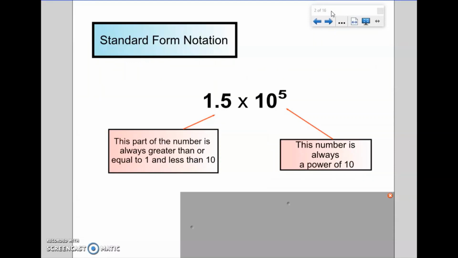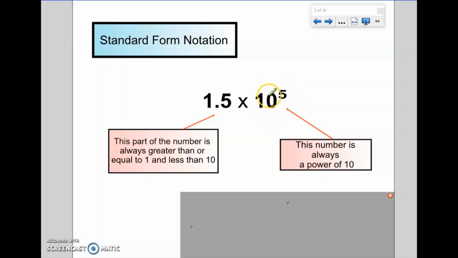So when you're given a number in standard form, it will always look like this. It will always take this notation. This number here is always between 1 and less than 10. So equal to 1 but less than 10. So this number here always has to be between those values. We always multiply by 10 because we're always going to be dealing with a power of 10.